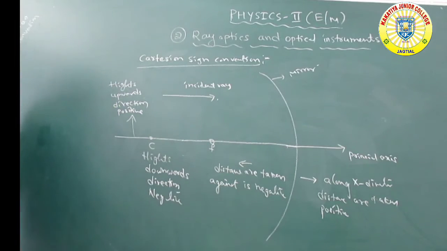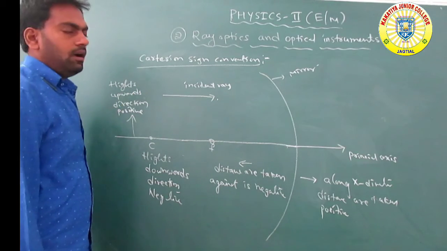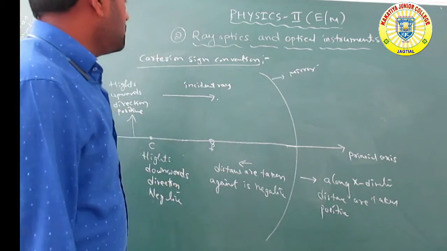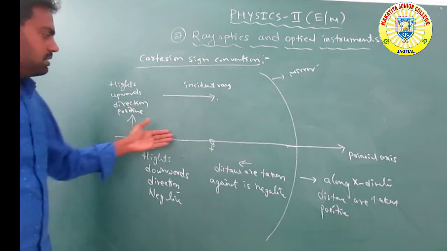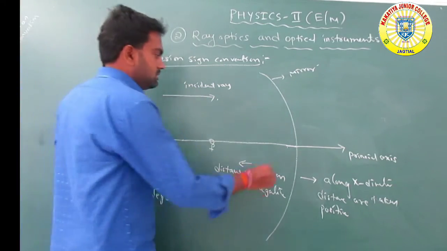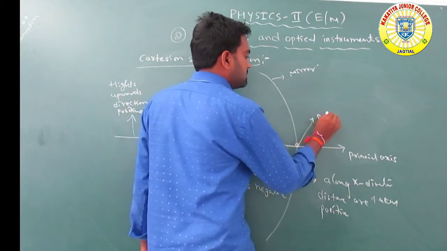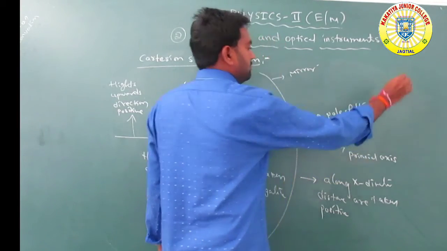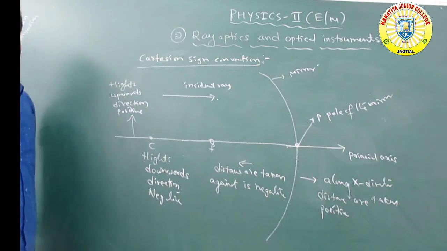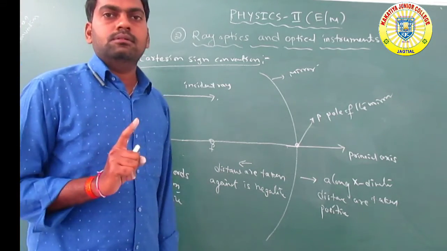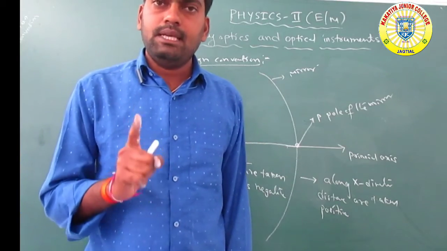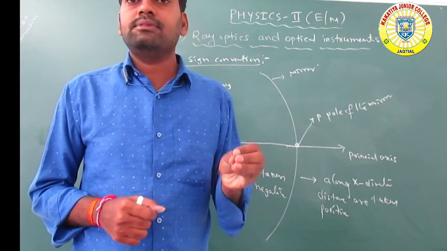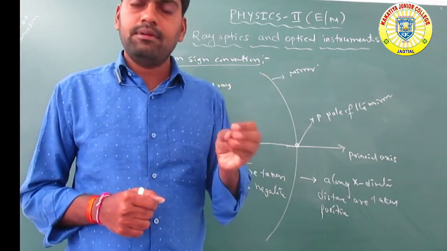This is called the incident ray, and we have taken the Cartesian sign convention rules. First of all, this is a concave mirror, this is the principal axis, and this P is called the pole of the mirror. First point, note that all the distances are measured from the pole of the mirror, whether a lens or a mirror.